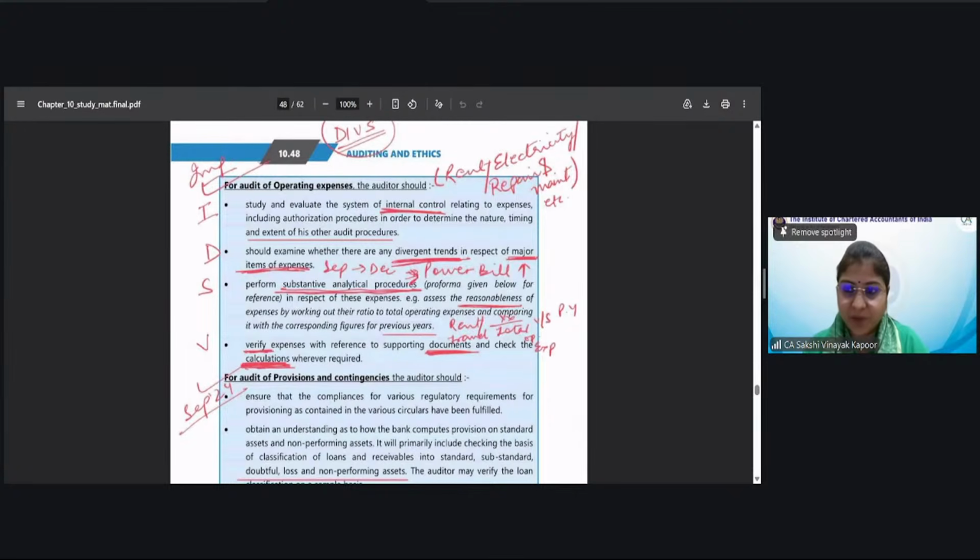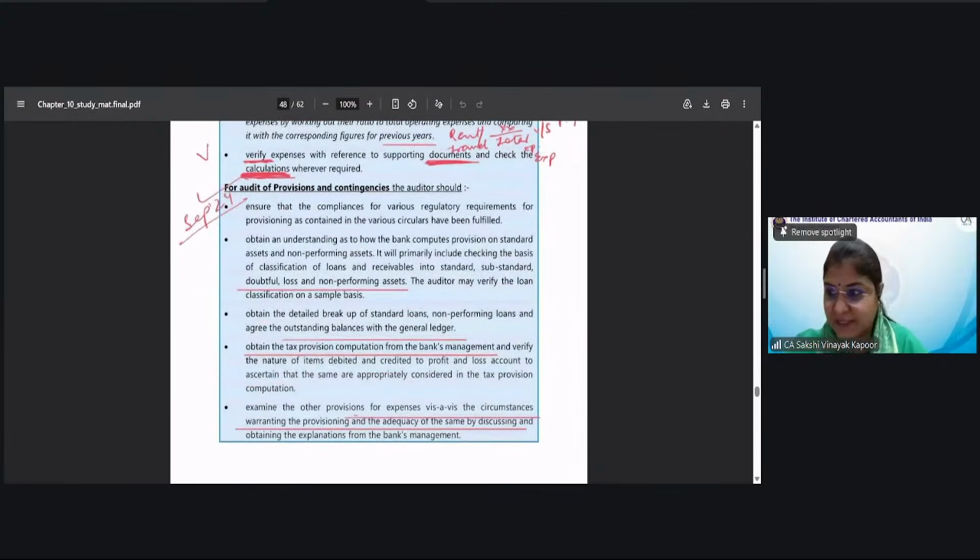Okay, good. Now, coming to our next topic, that is audit for provisions and contingencies. Now, you have to check provisions and contingencies regarding advances. So what will you see? Whether classified as standard or NPA. For both of them, you have to see compliance with the circulars. Whatever circulars of the bank state, you have to comply. You will understand how the bank computes the provision on the standard accounts and NPA. Is the provisioning done correctly or not?